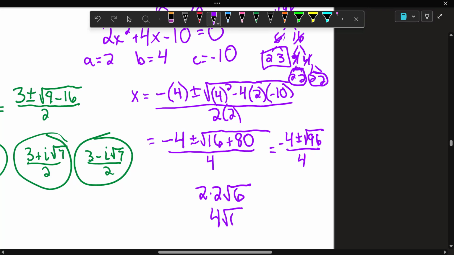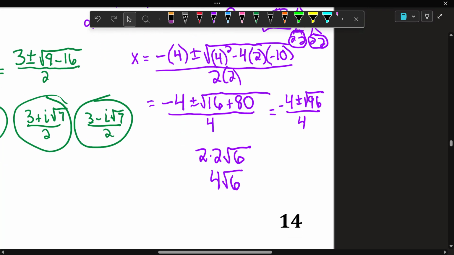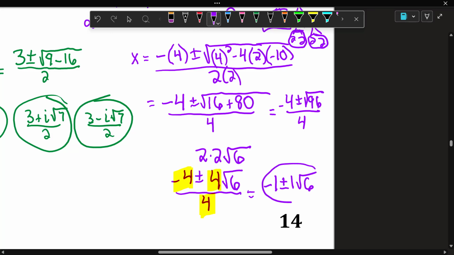So just the radical part is 4 root 6. But we still have the negative 4 plus or minus that over the 4. Well, we can do one last step to simplify. We can divide all 3 of these numbers, and all 3 of them have to be divisible by the same number. We can divide them by 4. So we get negative 1, not nothing, plus or minus 1 root 6. And of course, you don't have to write the 1 in front of the root 6, but you can, and if that makes you feel better and it makes you understand it better, let's do that.